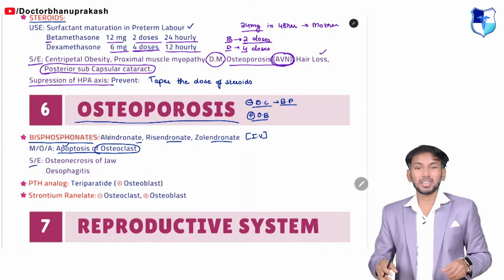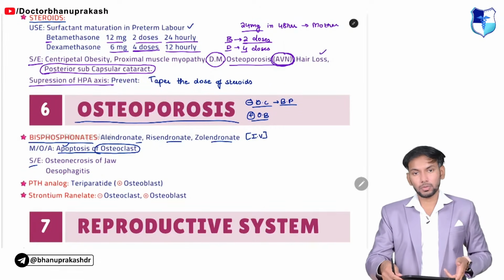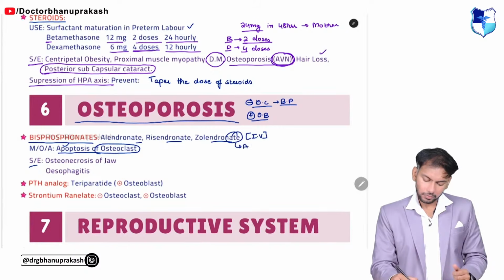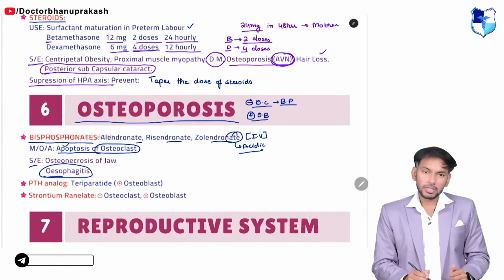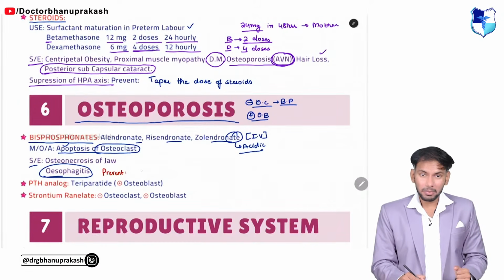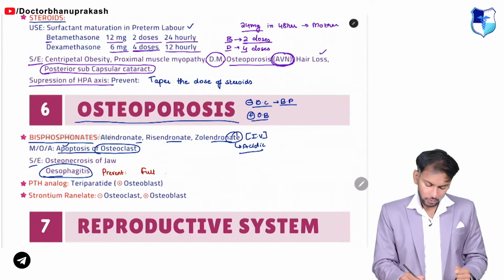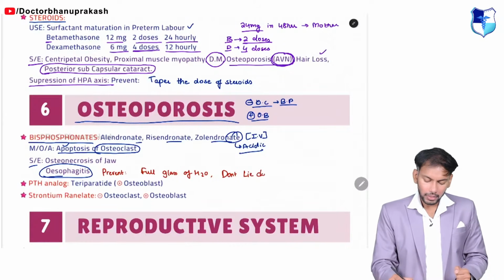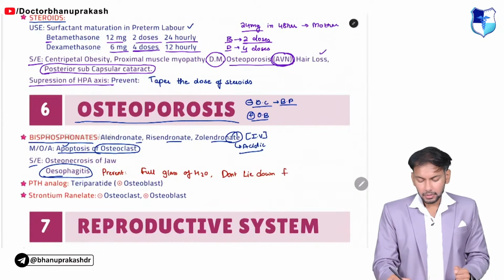What are the side effects? It will cause osteonecrosis of the jaw. And dronates are acidic drugs. So, if they are in the esophagus, they can cause esophagitis. So, how do you prevent it? You should ask the patient to take the tablet with a full glass of water. And you should ask the patient not to lie down for at least 30 minutes.